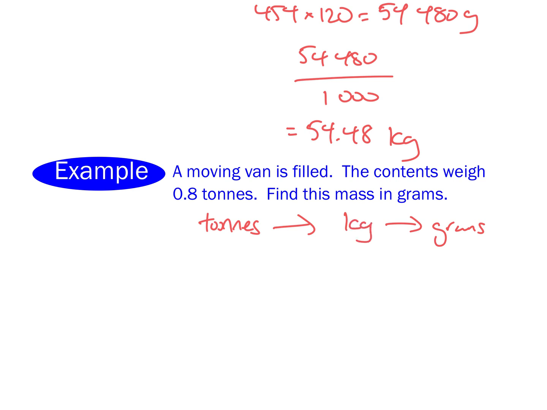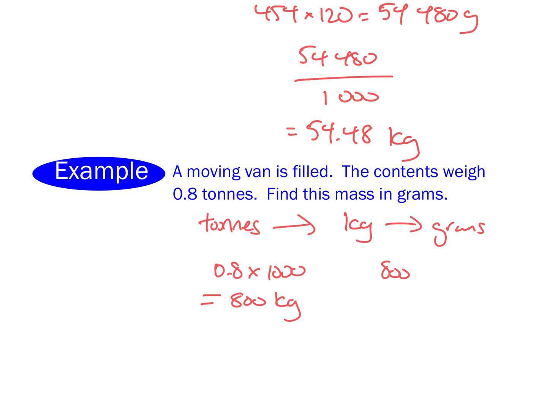Kilograms. How many kilograms in a ton? 1,000. So we're going to multiply that by 1,000, and that's going to give us 800 kilograms. And then we're going to take 800 kilograms and turn it into grams. How many grams are in a kilogram?